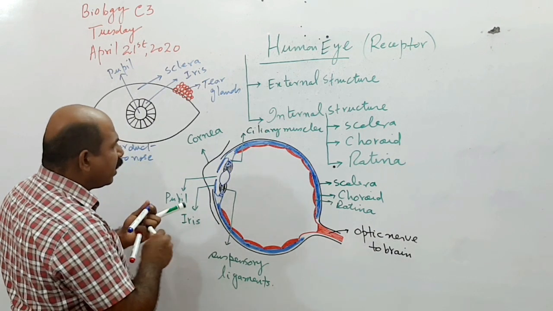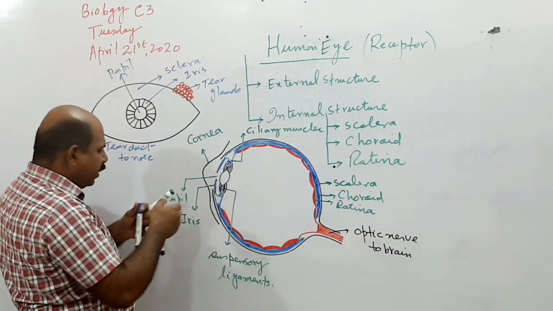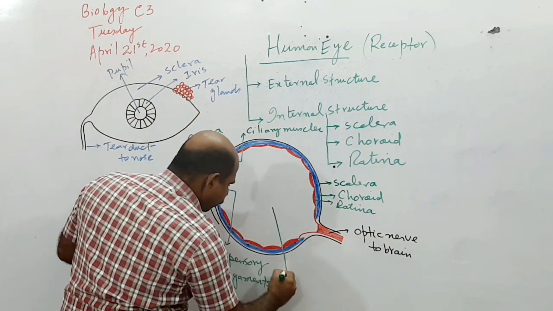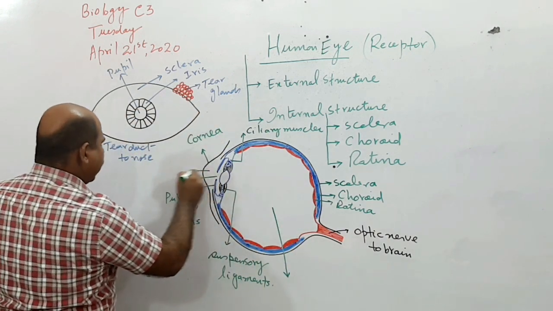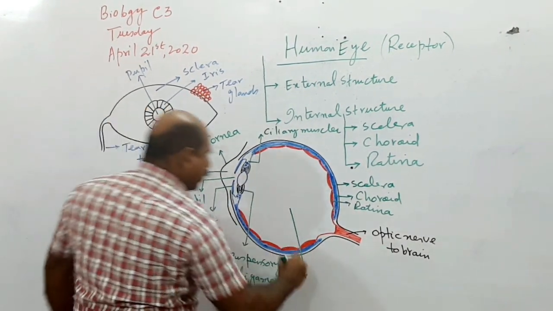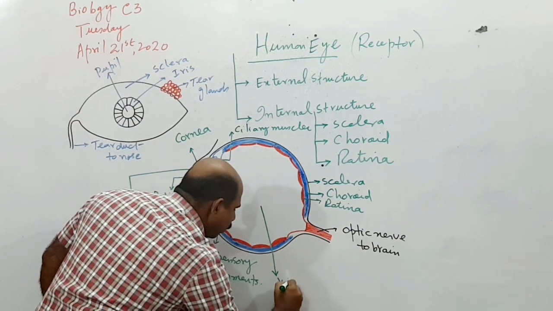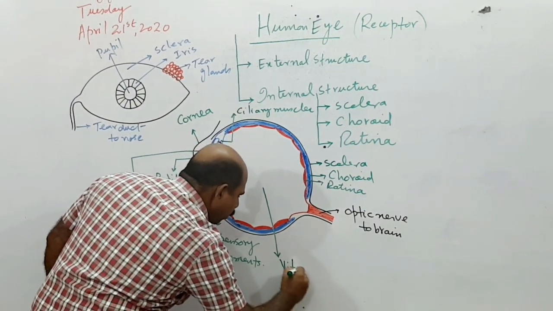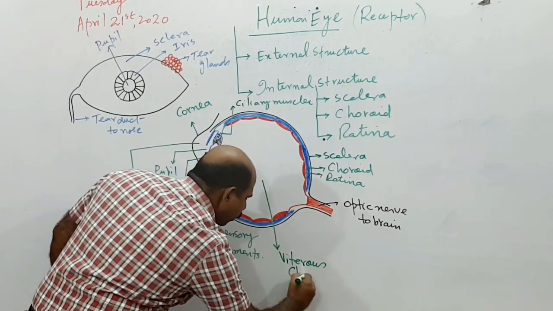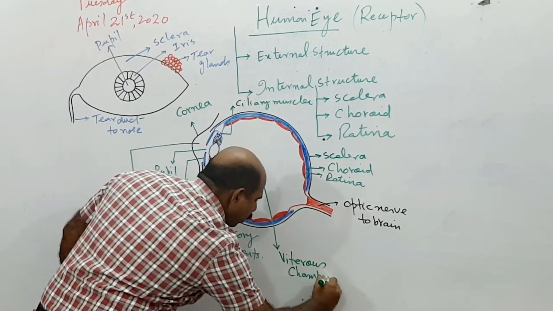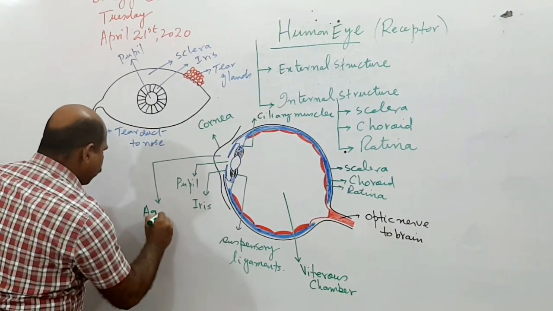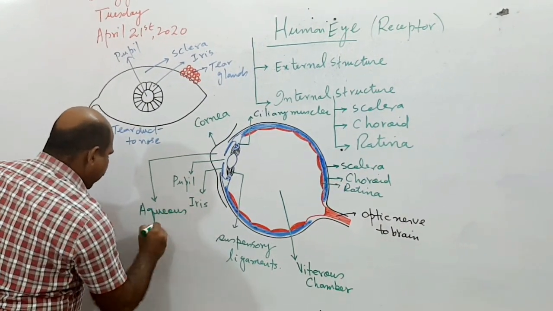So two cavities are seen here. One cavity is here, and another cavity is at this region. This one is called the vitreous chamber, and this one is known as aqueous.